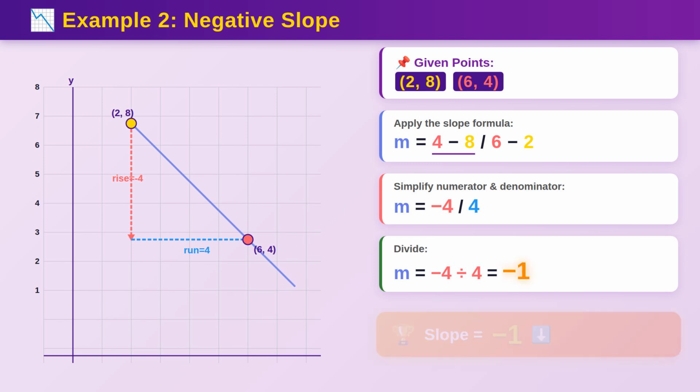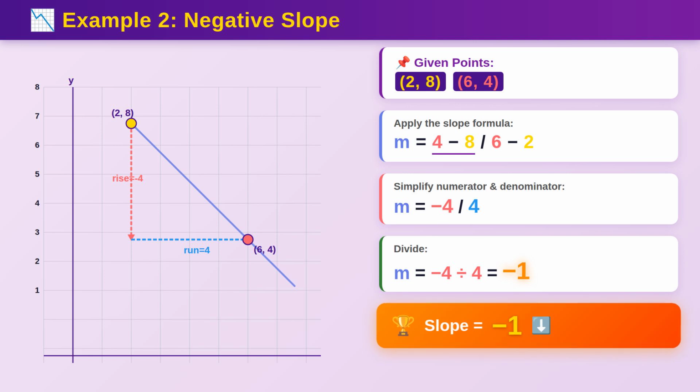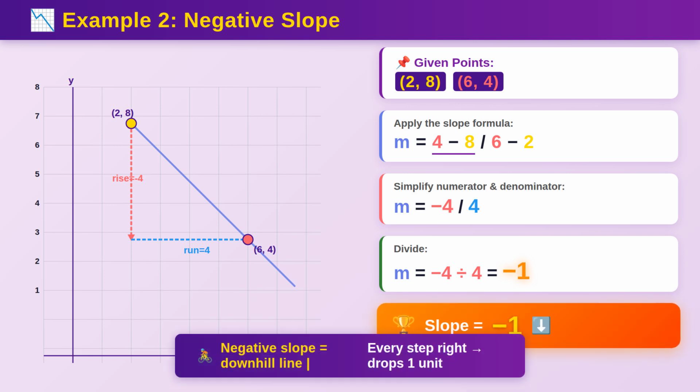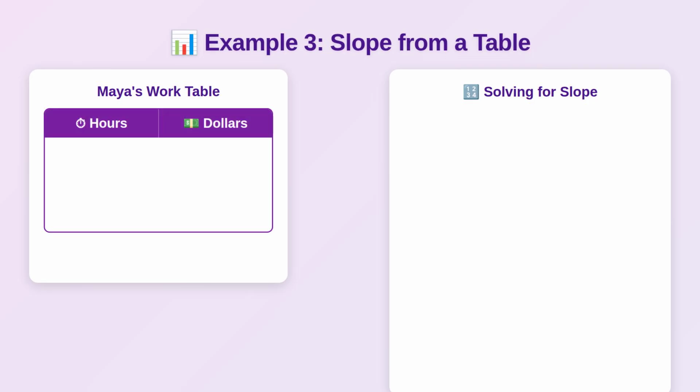Top, 4 minus 8 equals negative 4. Bottom, 6 minus 2 equals 4. So m equals negative 4 over 4, which simplifies to negative 1. The slope is negative 1. The line goes downhill. For every step right, it drops 1. Maya remembers, downhill on a graph means negative slope, just like coasting down a hill on her bike.